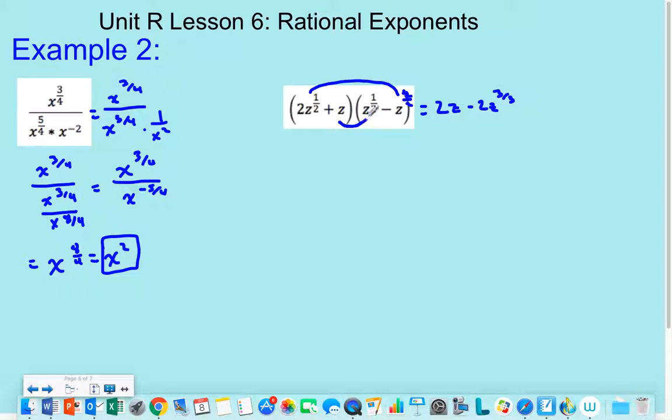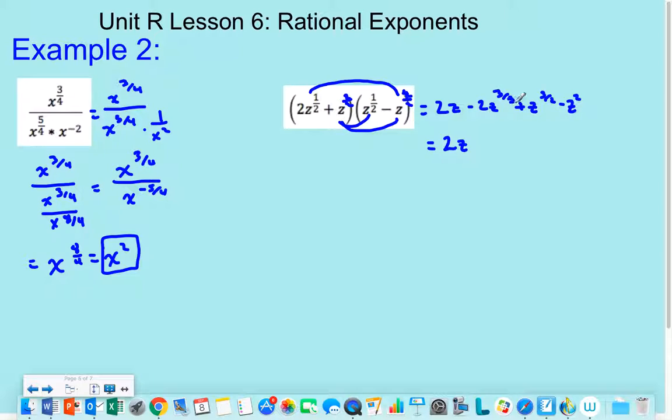Now I'm going to take this z again. I'm going to make this exponent 2 halves, which means that I turn this into plus 1z to the 3/2. And then finally, z to the 2/2 times z to the 2/2, or just z times negative z, would be minus z squared. All right, cleaning this up, combining my like terms, I'm going to have 2z.